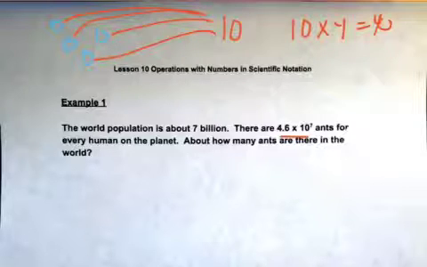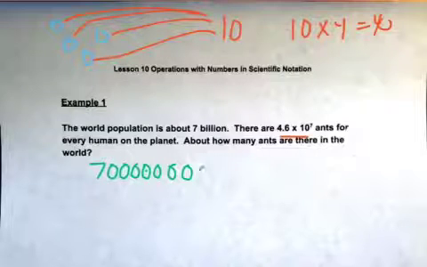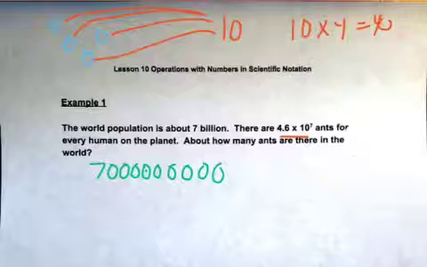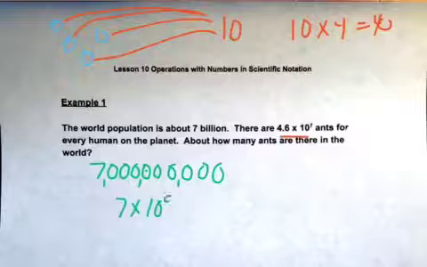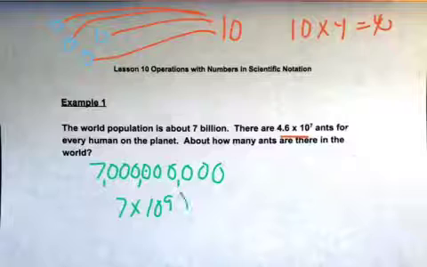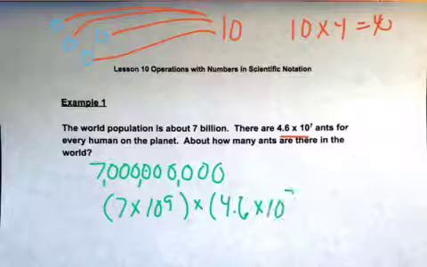So the first thing I need to do is, of course, convert 7 billion to scientific notation. So 7 billion, I'm going to write out the zeros: 3, 1, 2, 3. And again, you can use your calculator to do that. That is going to be 7 times 10 to the 9th. So now I've got to multiply that by the amount of ants for every human on the planet. So I'm going to do multiplication times 4.6 times 10 to the 7th ants.